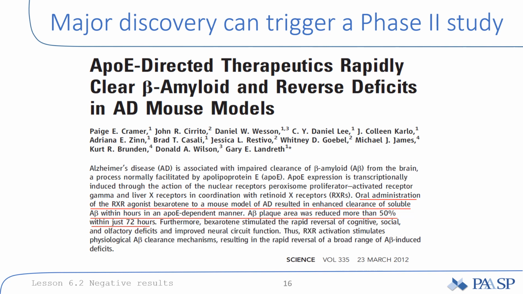Let's use another example from the field of Alzheimer's disease. Several years ago, a publication in Science suggested that the drug called bexarotene reduces amyloid A beta pathology and reverses cognitive deficits in mouse models. Very soon after the publication came out, a clinical proof of concept study was initiated.